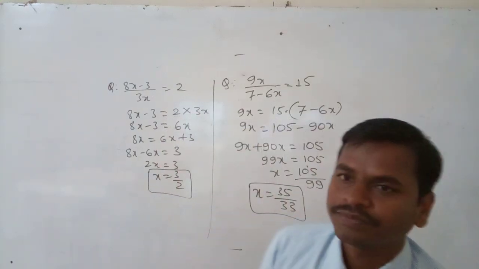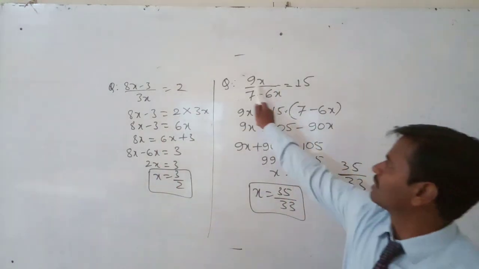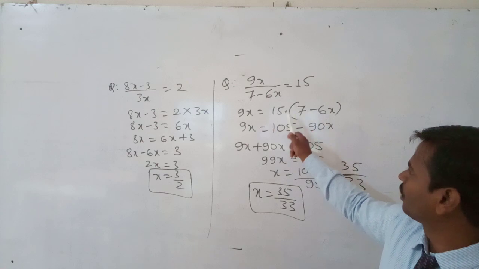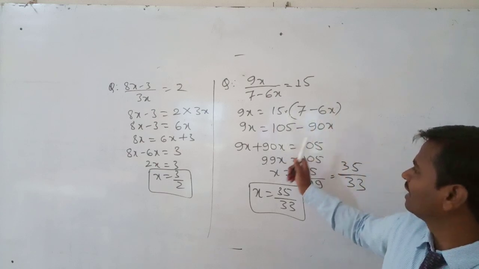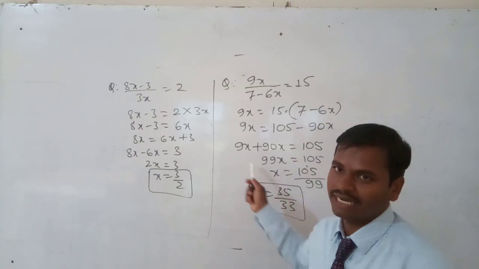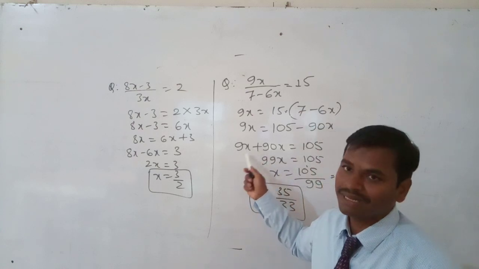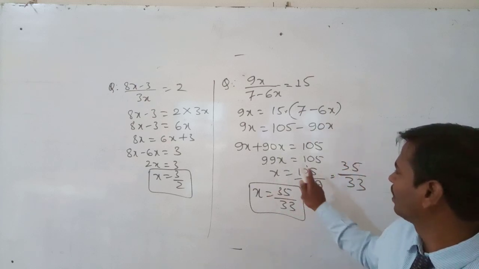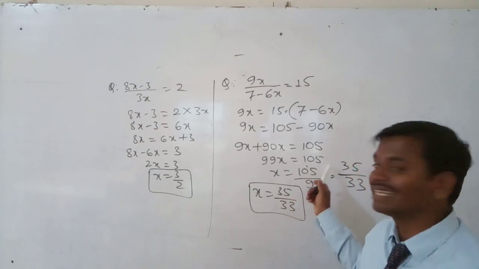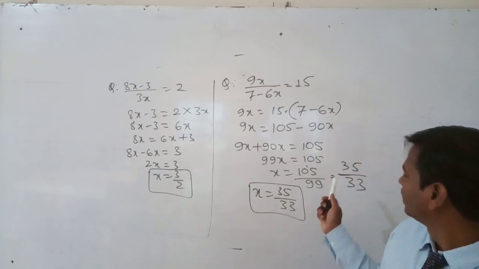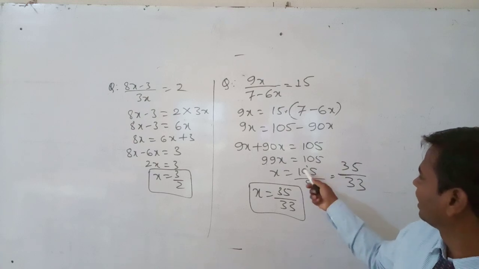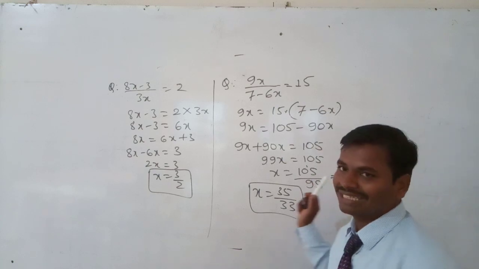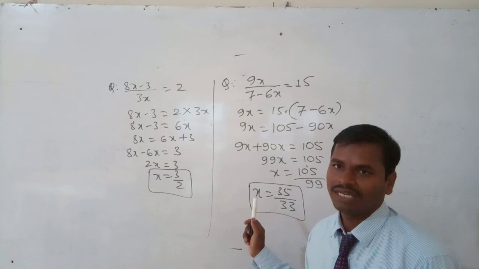First what we are doing? I'll explain this one once again. Division is there, it will become multiplication, and multiply 15 to both the terms. Here we will get, again shift this minus 90x, it will become plus 90x this side. 9 plus 90 equal to 99x. Multiplication will become division. x equal to 105 divided by 99. Both numbers are in the 3 table. 3 3s are 9, 3 5s are 15. Now 35 by 33 is the value of x in this equation.